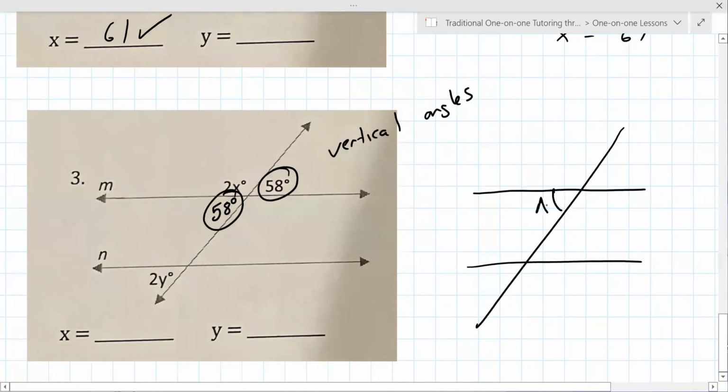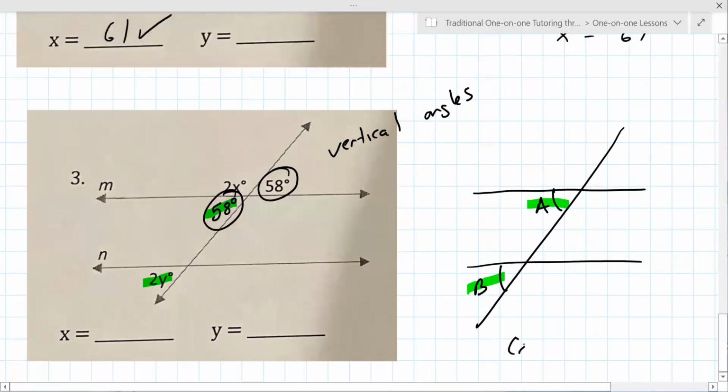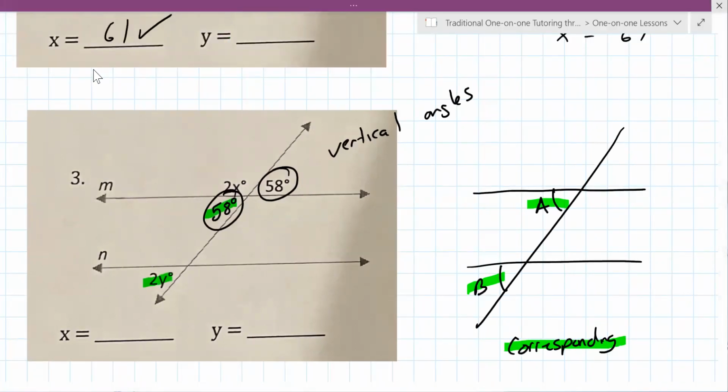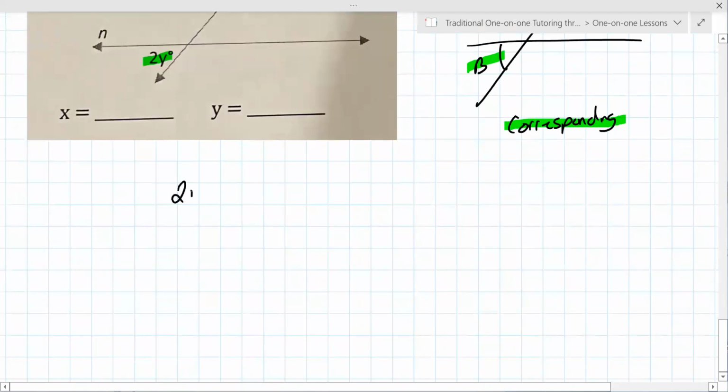If I go lower left and lower left, these are considered corresponding. See how A corresponds to B. This 58 corresponds to 2y. They're both lower left. So the ones I've highlighted are considered corresponding. Since they're corresponding, you can set them equal. So you're going to set 2y equal to 58.